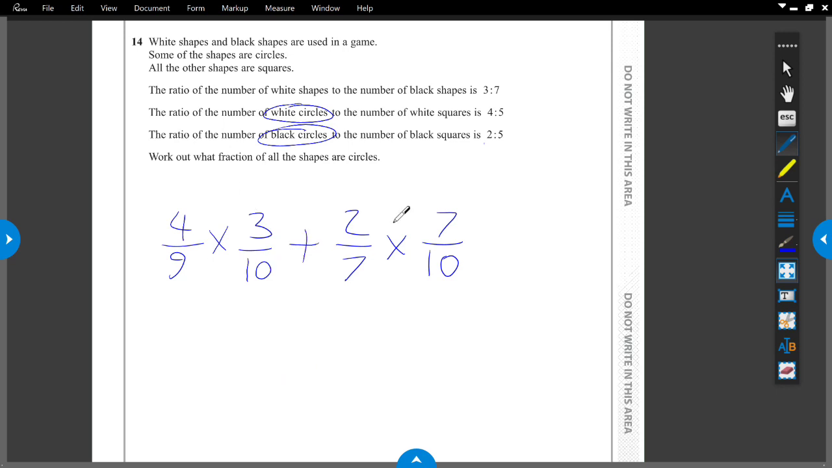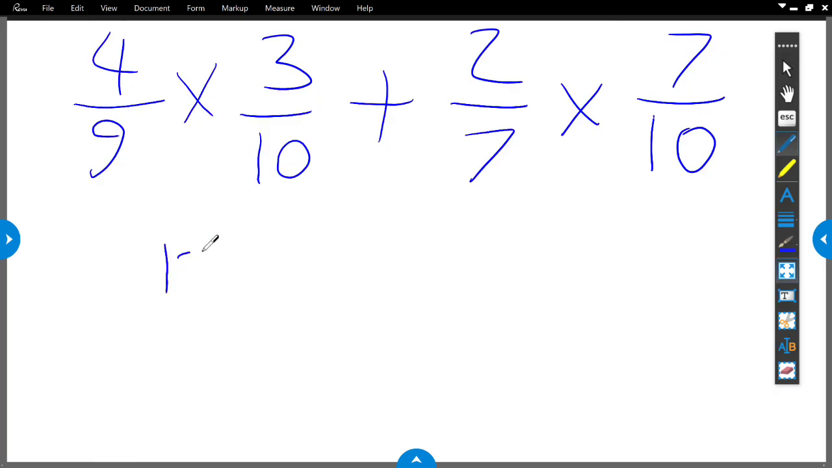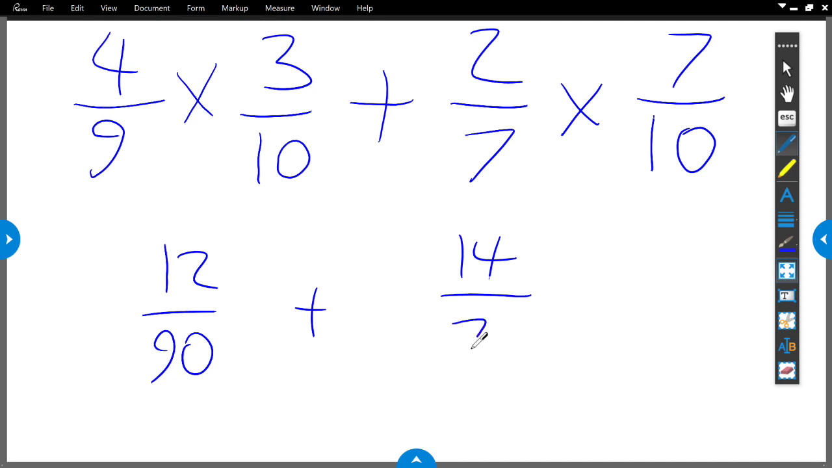I could do these calculations separately if I want to, but I like to have a habit of doing it all together. 4 times 3, that gives me 12. 9 times 10, that's 90. We can times the numerators and the denominators, that's fine. 2 times 7 is 14. 7 times 10 is 70.